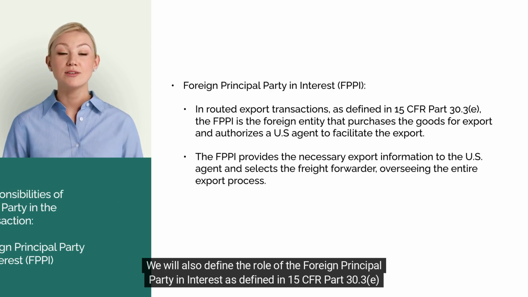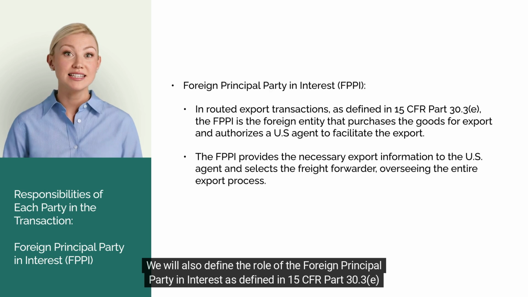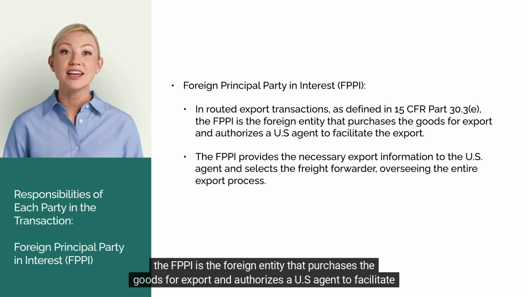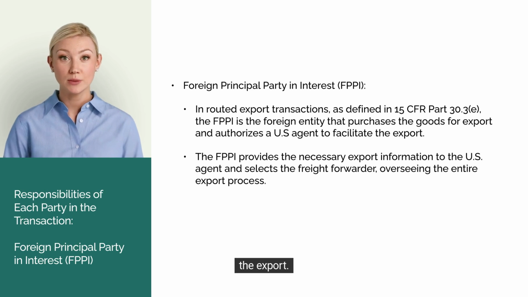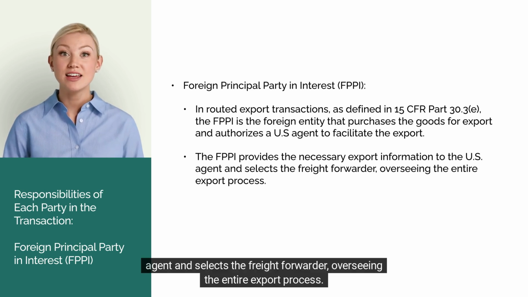We will also define the role of the foreign principal party in interest as defined in 15 CFR Part 30.3. The FPPI is the foreign entity that purchases the goods for export and authorizes a U.S. agent to facilitate the export. The FPPI provides the necessary export information to the U.S. agent and selects the freight forwarder, overseeing the entire export process.